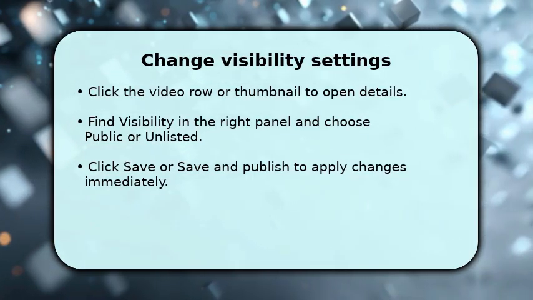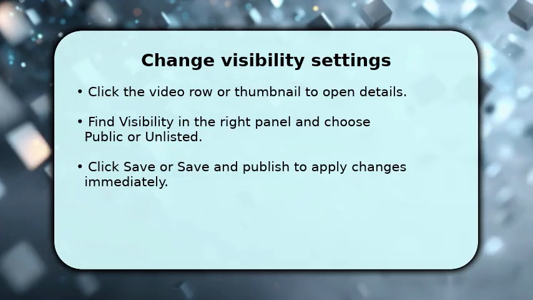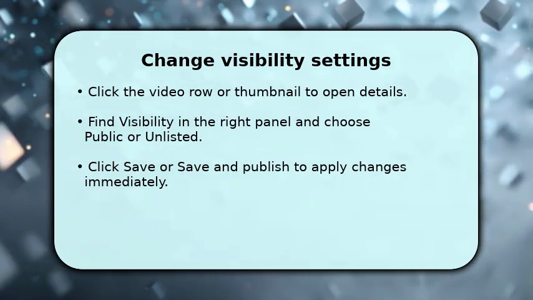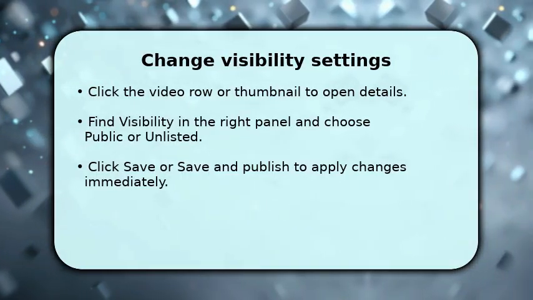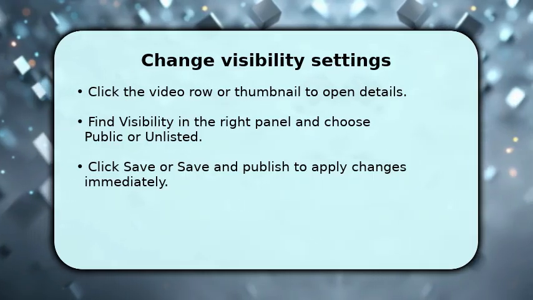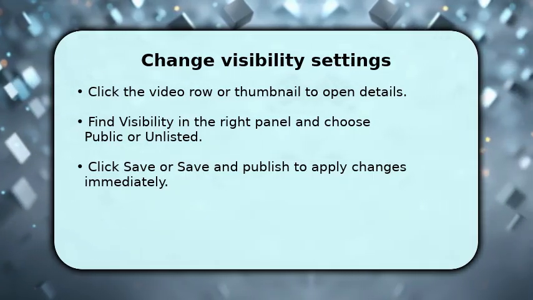Public makes the video searchable, unlisted does not. Once you pick a new status, hit save. If you need bulk changes, select multiple videos in the content list and use the edit menu to set visibility for all selected. Finish by confirming the change.